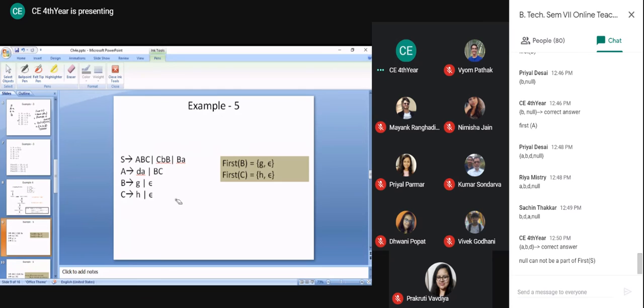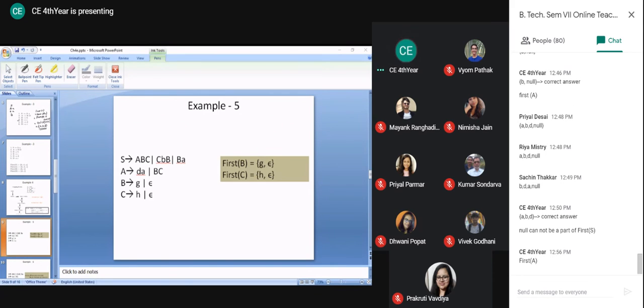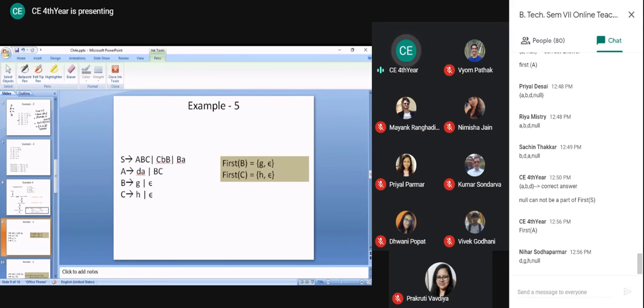So now using this, can you tell what will be in the first of A? Can you tell? What we can write for first of A? Yes, can you share your answer? Because this requires a lot of practice.